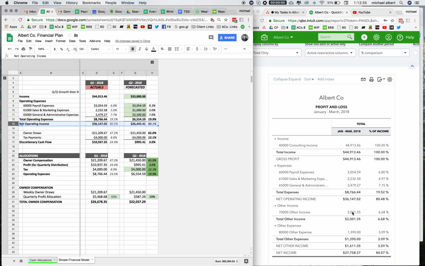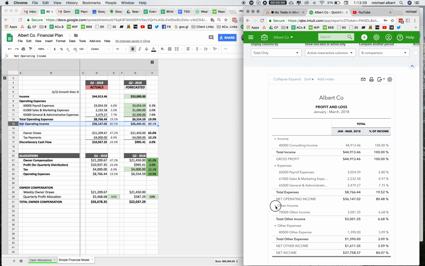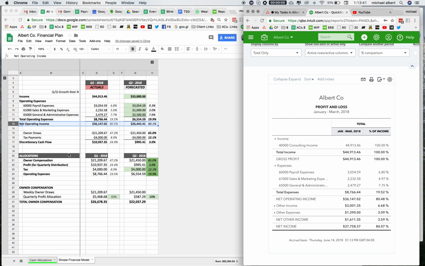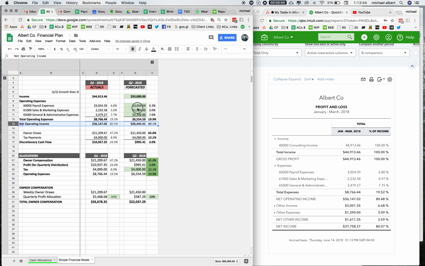Now I do have some other income and other expense, and for the purposes of this, I'm not going to include them for my forward-looking assumptions. And the reason why is because anything that I categorize as other income or other expense, I'm considering that as something that falls outside of the normal scope of business that really won't happen again in the future.